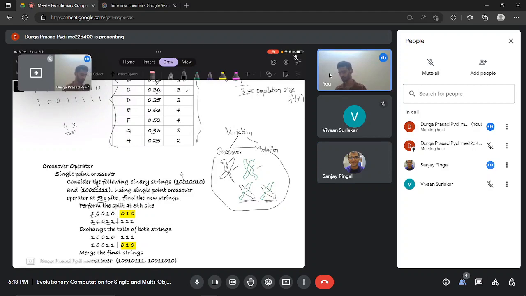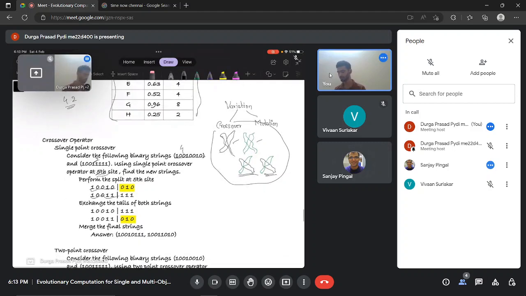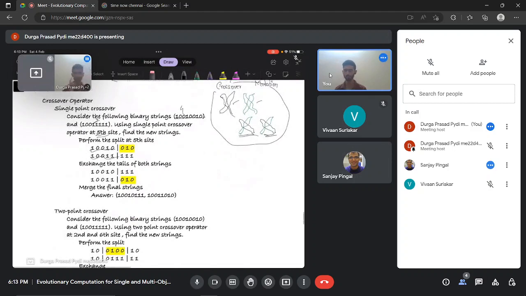If you just do the swapping, this is what you get. The second kind of operator tries to minimize this. Like we have 2-point crossover. In this, instead of selecting 1 point, where previously we chose only one random site, now we will choose 2 points, say second and sixth. So we split it at second and sixth. The middle one we will exchange.